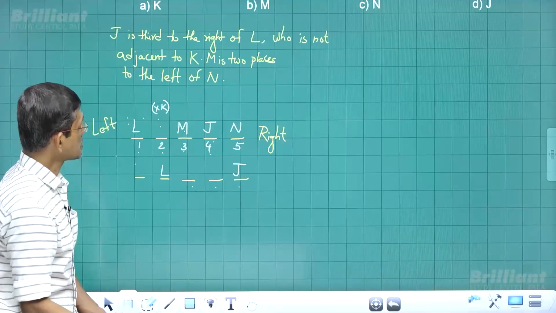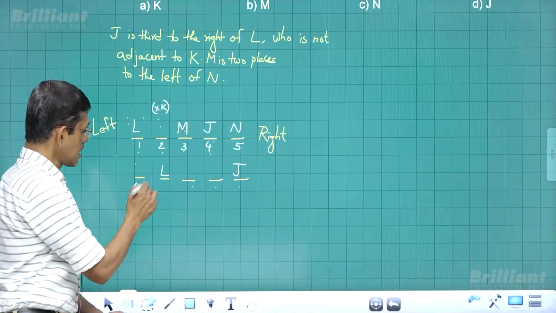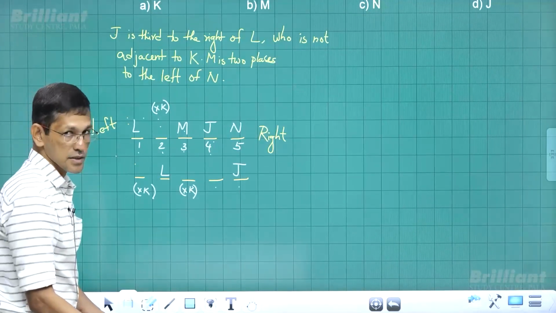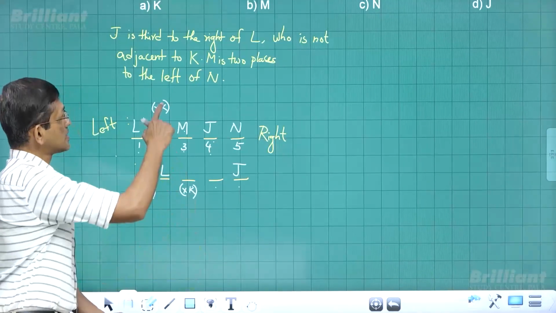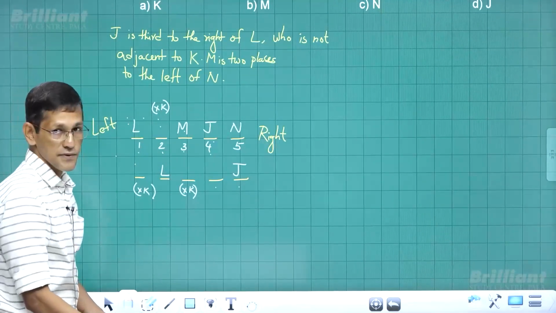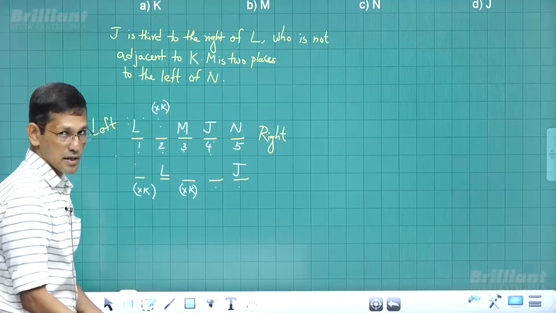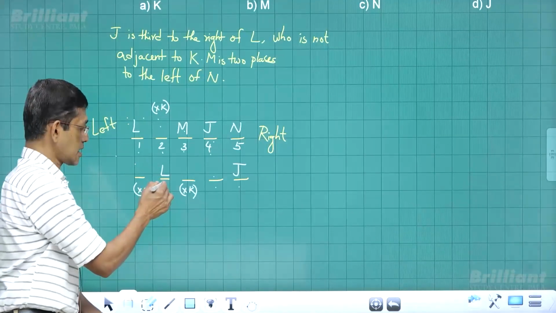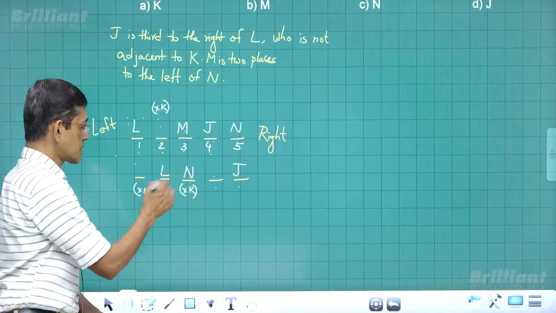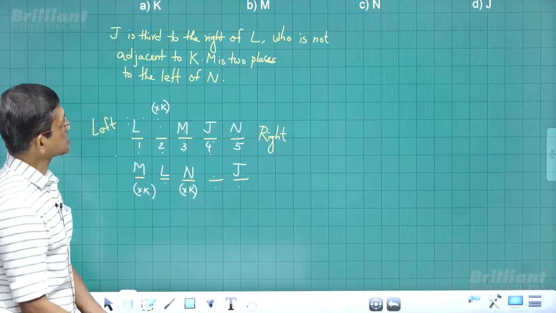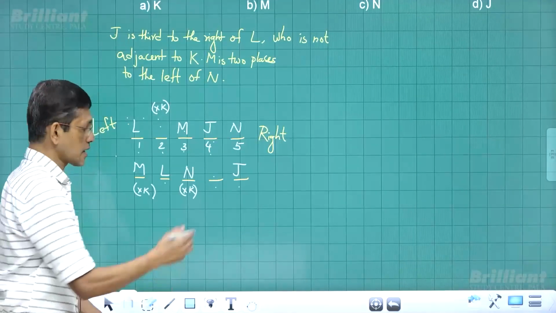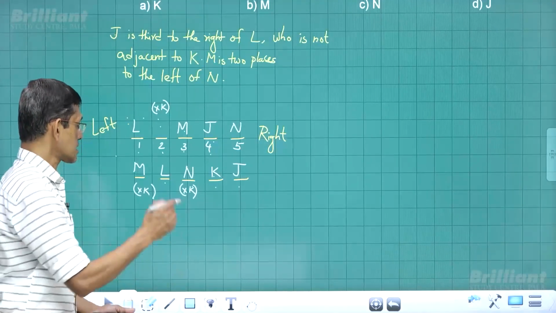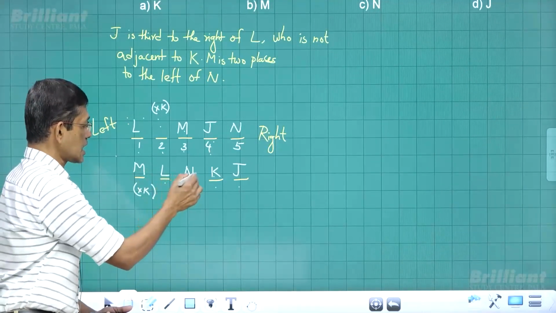And L is not adjacent to K, so that means K cannot be here, and K cannot be here. So L and K are not adjacent. Now what is next? The last condition, M is two places to the left of N. So let's say N is here, M is two places left, M must be here. It's not possible. If N is here, where is M? M must be here. So M is two places to the left of N. Now where is K? K is here. So K is not adjacent to N. So that is perfectly all right. In that case, the arrangement is MLNKJ.